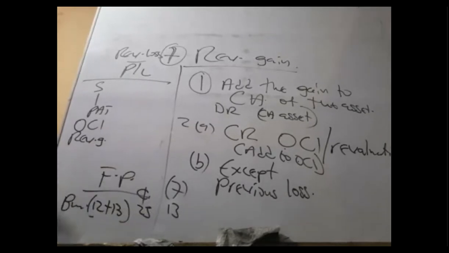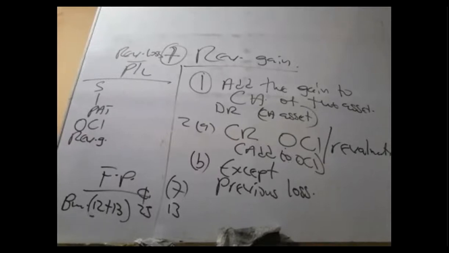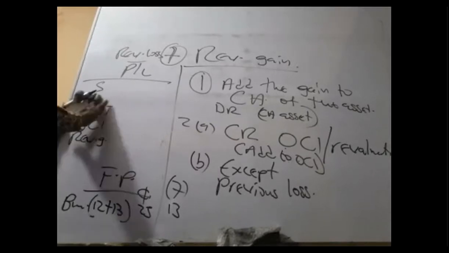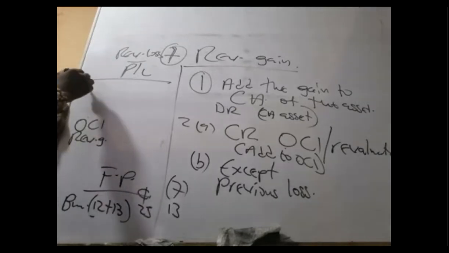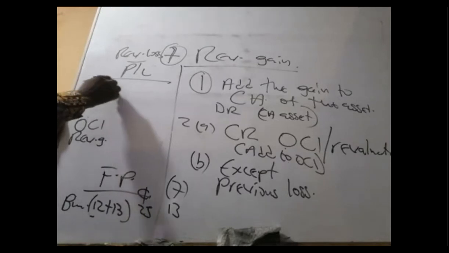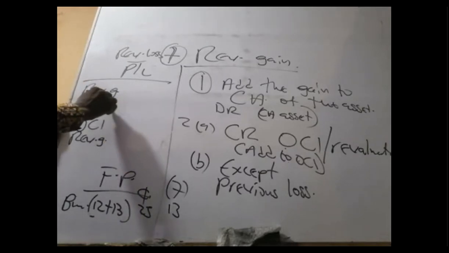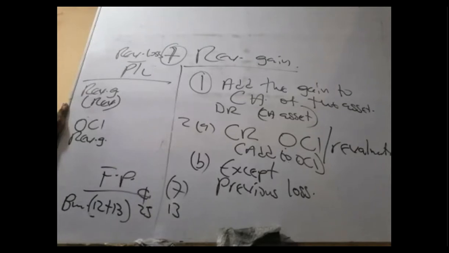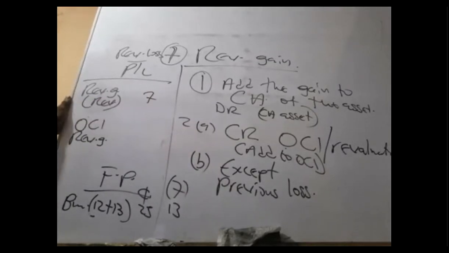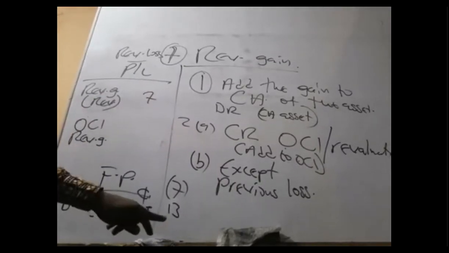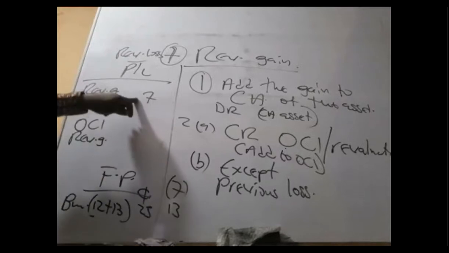So here, look at where we are going to record it. I come here and record it. I write here: revaluation gain (reversal). It is reversing what? The previous loss of 7. So I'll put the gain here, 7. So what's the total gain? 13. 7 has been released to the income statement to offset the loss.